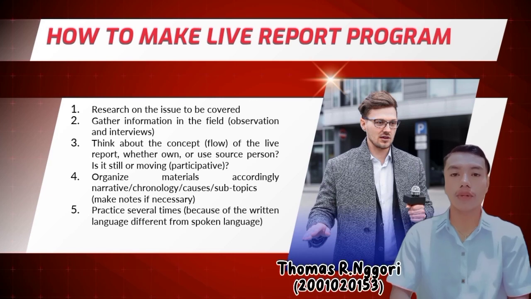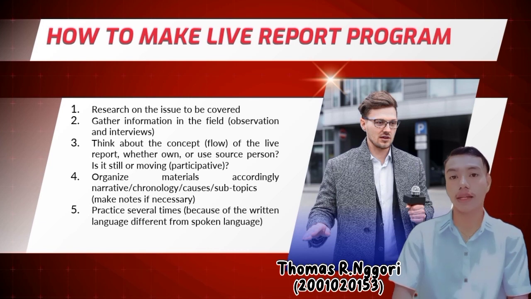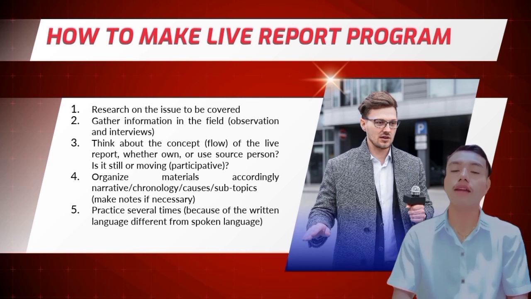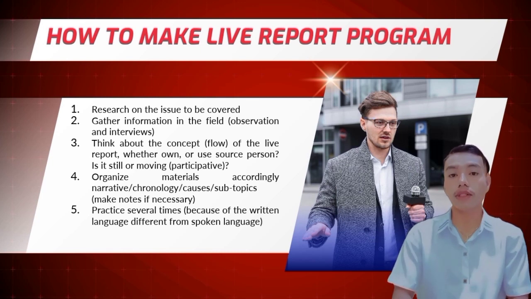Now I will explain the fourth point: organize material accordingly, by narrative, chronology, causes, or topics, and make notes if necessary. Writing news material is an attempt to convey information or news about an event or thing in written form. A good news writer can write a complete and communicative story. So, what are the conditions for writing a good news text? Here, we will know 4 important requirements before writing news.